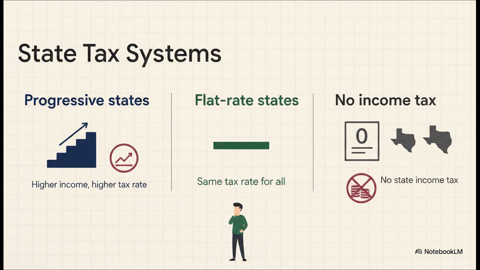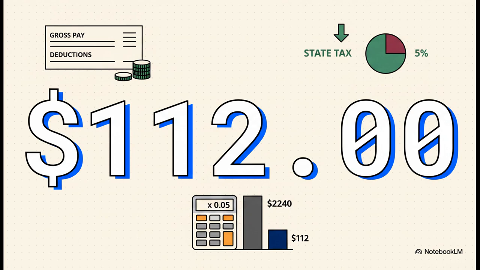Some states use progressive bracket systems, just like the federal government. Others are flat-rate states, taxing all income at one single flat rate. And get this, as of 2024, 9 states, including places like Texas, Florida, and Nevada, have literally zero state income tax at all. Now, if Samira lived in a state with a straightforward 5% flat rate, calculating her state tax deduction would be an absolute breeze. We just convert that 5% to 0.05, multiply it by her $2,240 monthly gross pay, and we'd see an additional $112 deducted from her paycheck every single month for state taxes.